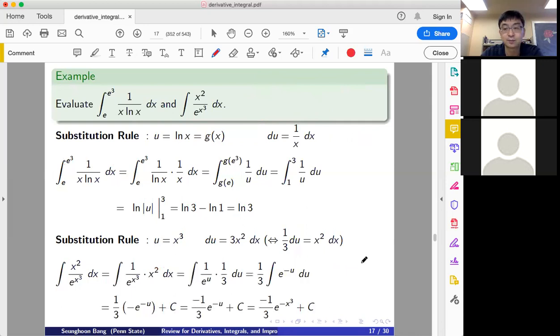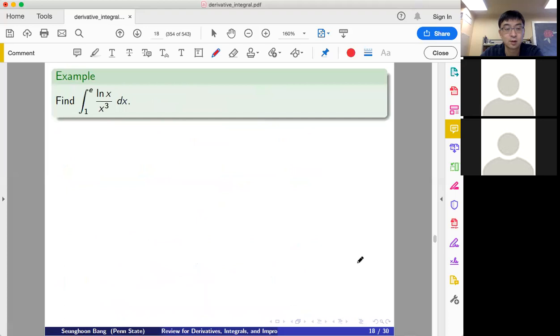So like this. The next thing: how can you calculate the integral from 1 to e of ln of x over x cubed dx? How can you solve it? Which method do you want to use? Is u substitution possible? No. Because you can choose u, but what's the best choice?